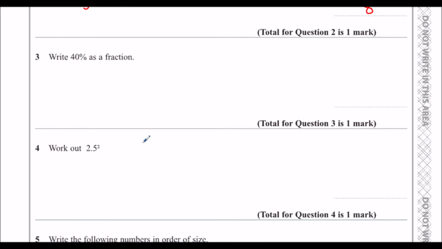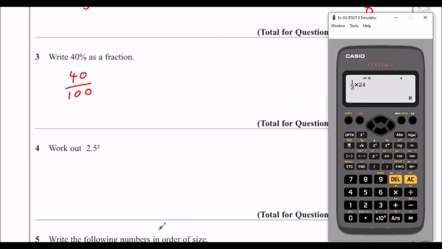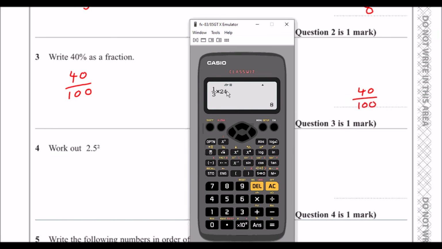Question 3, write 40% as a fraction. Percent means per 100. So 40% is a fraction out of 100. So we can write 40 hundredths, and that's absolutely fine for your answer. You don't have to simplify it. It doesn't say in the simplest form.